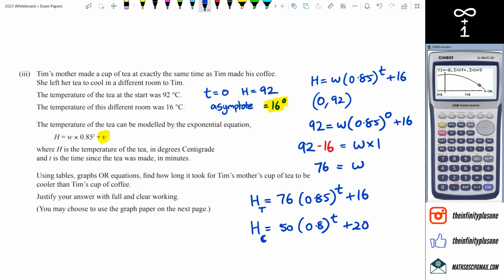Now looking at the table, we want to go for a certain period of time, right? So the best way to do this is to go into graph mode and draw the graph. I'm going to get rid of this graph first, and put in the coffee one. So it's 50 times 0.8 to the power of x plus 20. Then I've got 76 times 0.85 to the power of x plus 16.